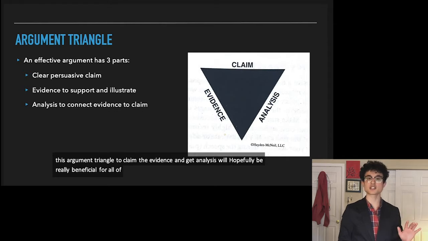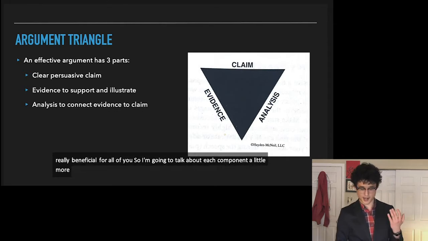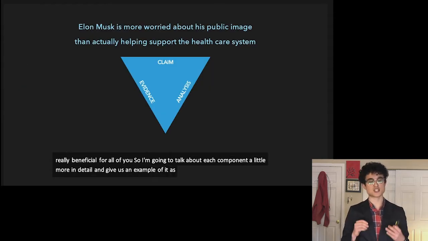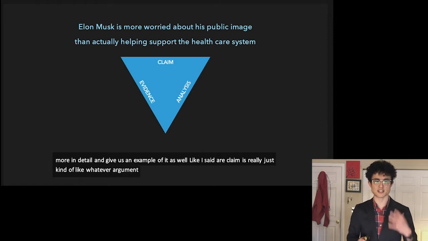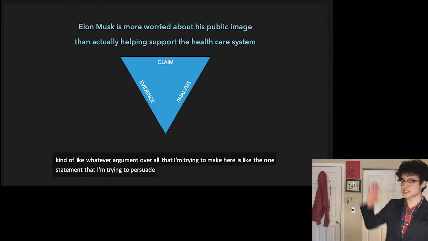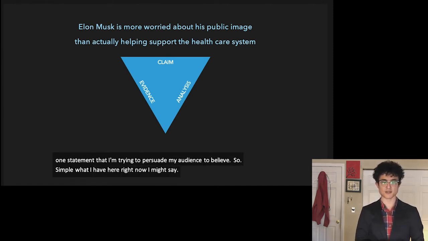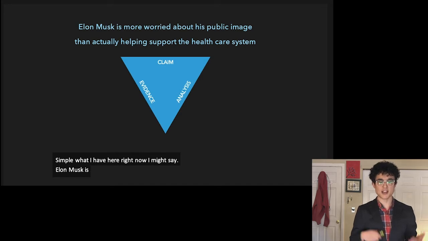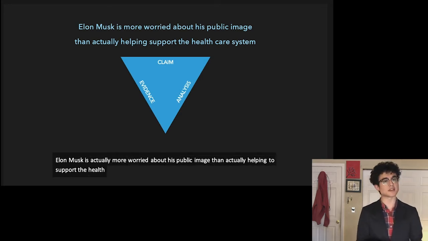I'm going to talk about each component a little more in detail and give us an example of it as well. Like I said, our claim is whatever argument overall that I'm trying to make. Here's the one statement that I'm trying to persuade my audience to believe. As an example, I might say, Elon Musk is actually more worried about his public image than actually helping to support the healthcare system. That's a claim, that's an argument that I have to make.